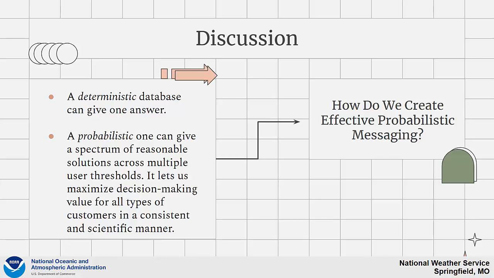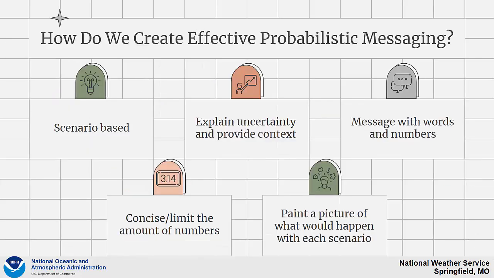So how do we create effective probabilistic messaging? It needs to be scenario-based, and we have to explain uncertainty and provide context to that. We want to message with words and numbers, but also be concise and limit the amount of numbers, but also paint a picture of what would happen with each scenario. So we try to keep all these things in mind when we are creating graphics for you, not just during winter weather or severe weather season, but during any impactful weather. We try to keep all these boxes in mind when we make our forecast discussions and our graphics.